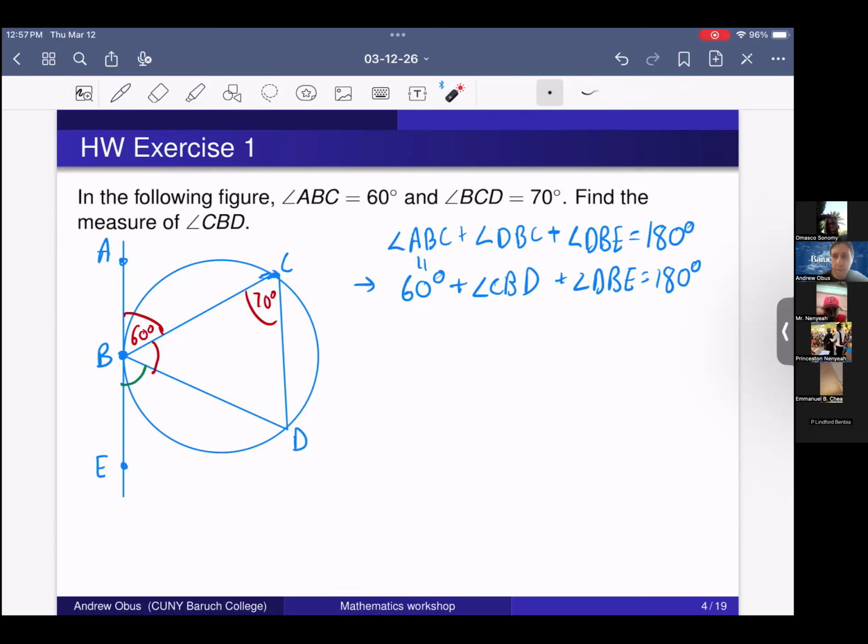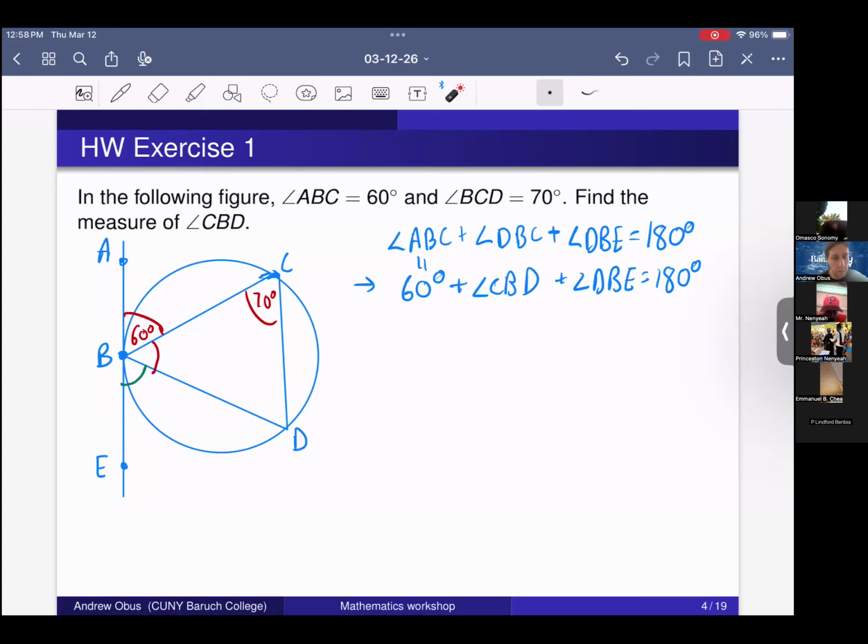So our target is to find angle CBD, right? Per my calculation, I arrive at 50. In getting that, we are given that angle BCD is 70 and angle BDC is 60. So ABC is 60. We use the triangle sum rule, which is A plus B plus C equals 180.